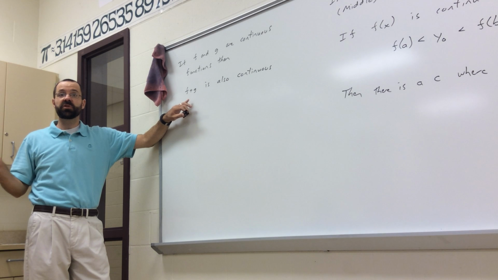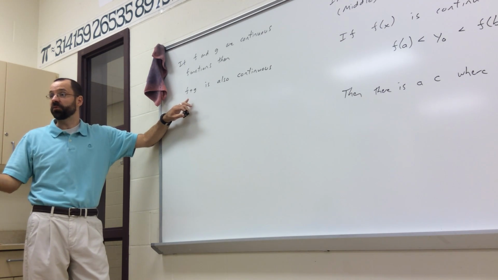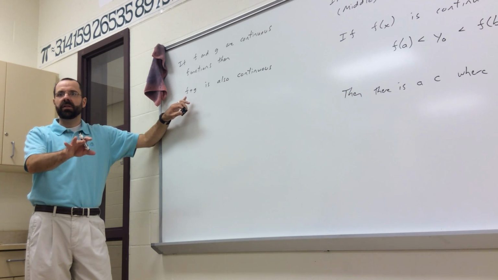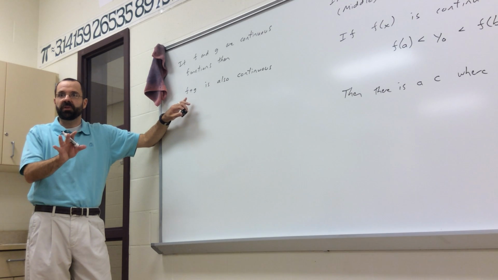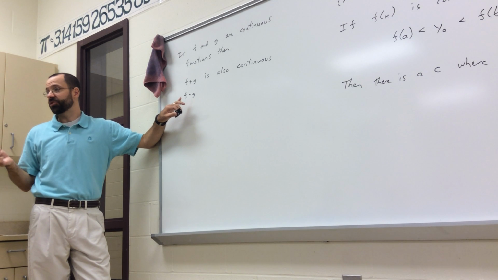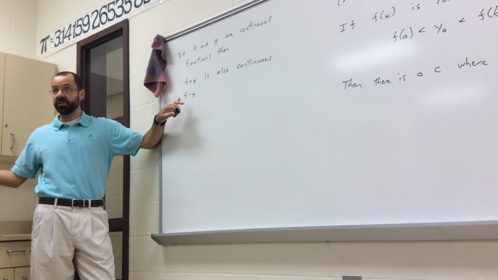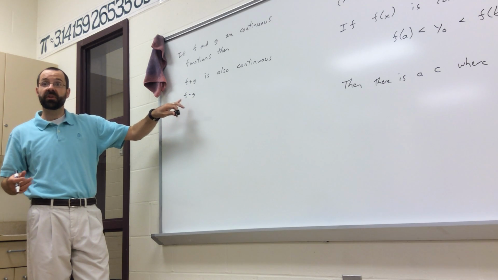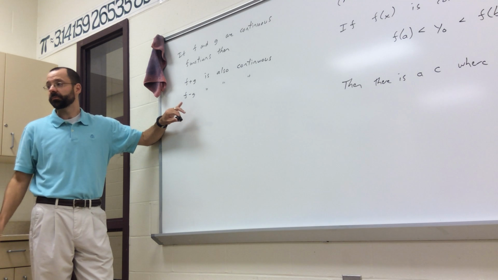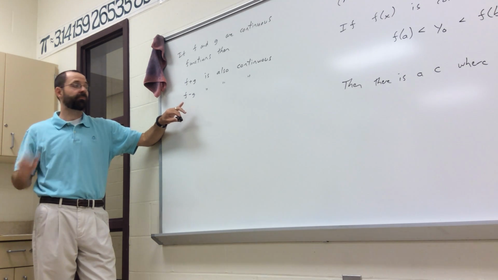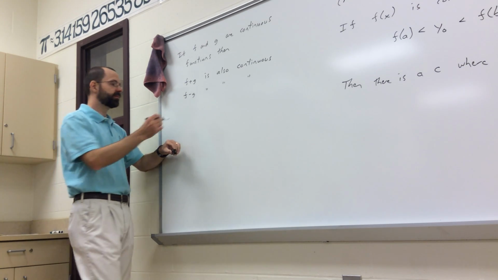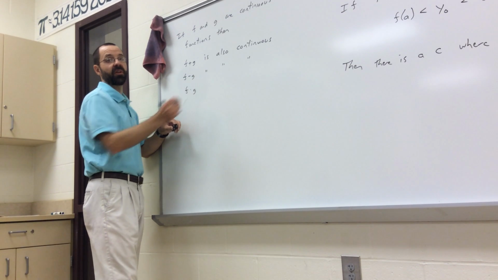Also, if you subtract the two functions, you could create a new function. So let's say this one's 3x plus 2, and this one's x squared. The new function would be 3x plus 2 minus x squared. That's called f minus g. And if f is continuous and g is continuous, then the new function f minus g is also continuous. And also, if you multiply the two functions together, you get a new function that's continuous.